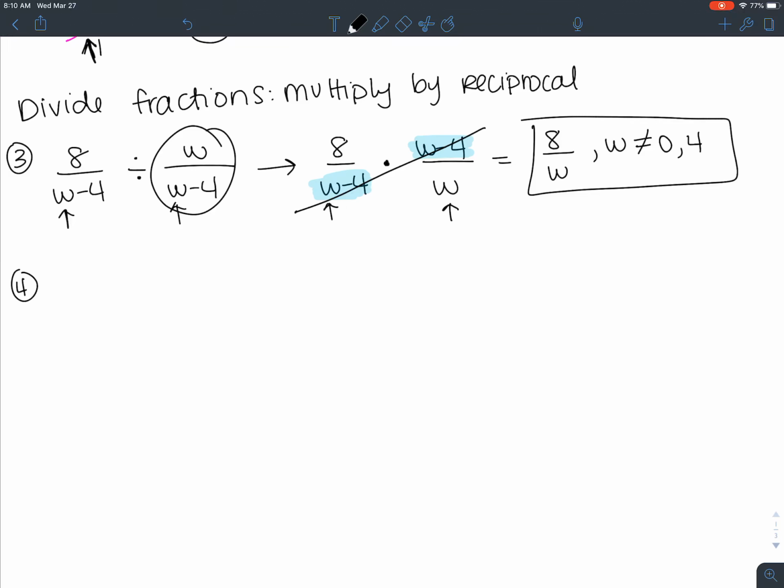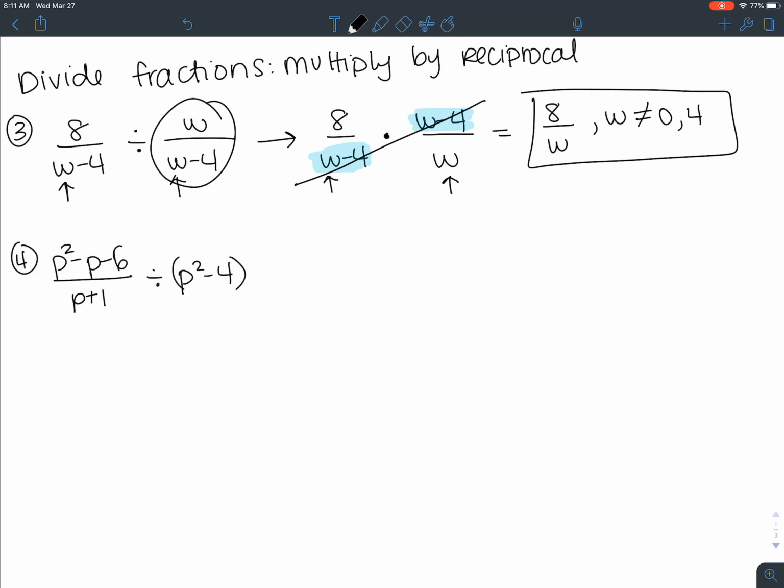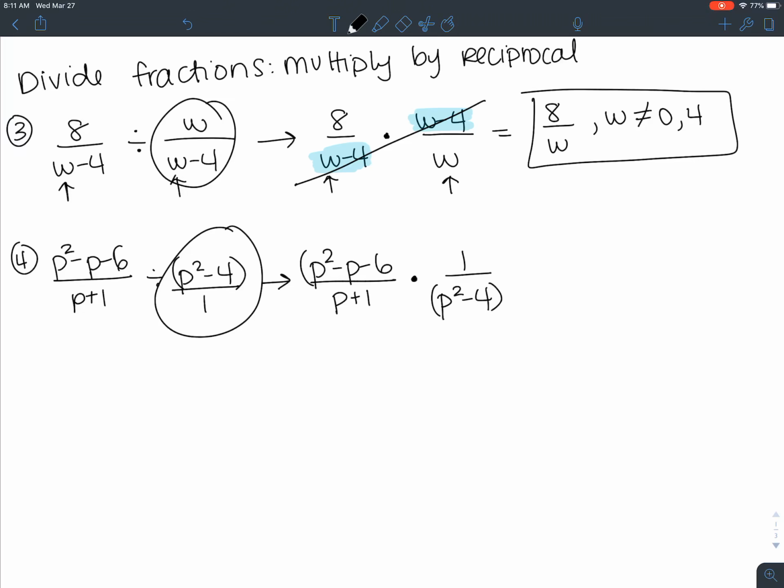All right, the last problem we're going to do is p squared minus p minus 6 all over p plus 1 divided by p squared minus 4, and there's parentheses around this. Okay, so this isn't a fraction, but we are going to make it a fraction so that we can multiply by its reciprocal. So we just put it over 1, and we're going to flip that one. So now it's p squared minus p minus 6 over p plus 1 times 1 over p squared minus 4. And again, polynomials get parentheses because I cannot split them up.